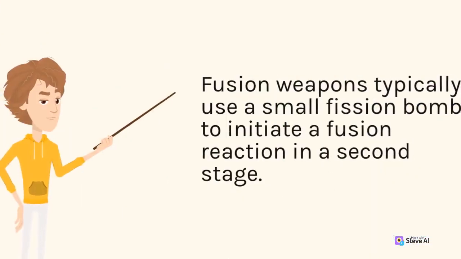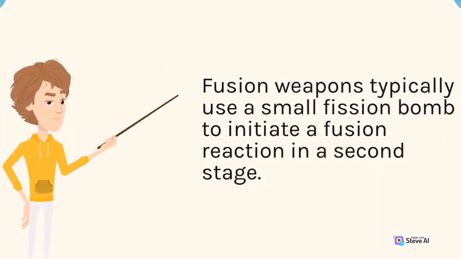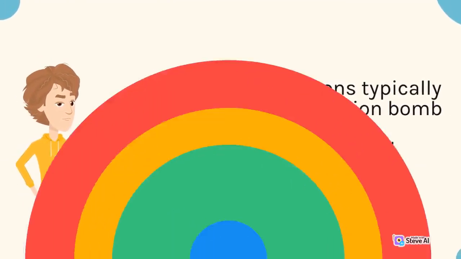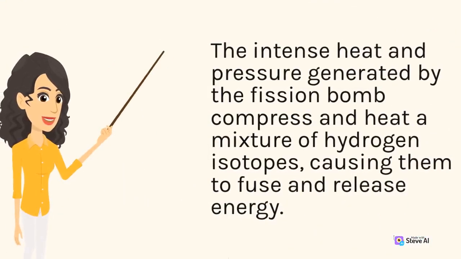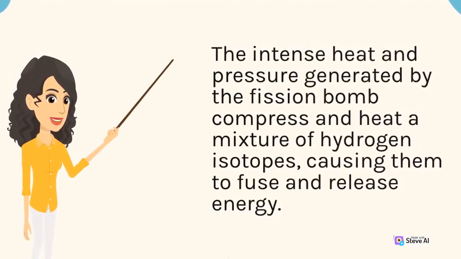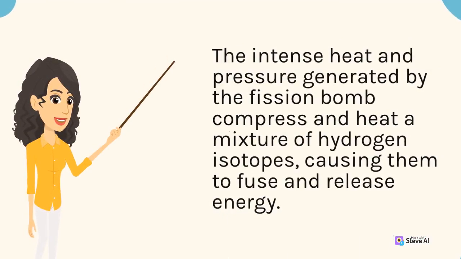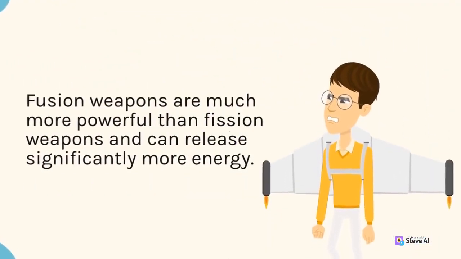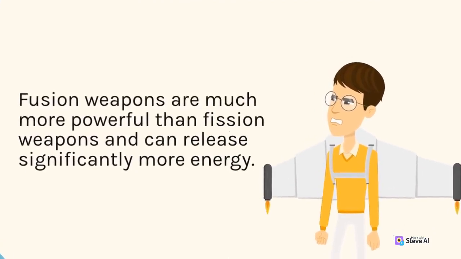Fusion weapons typically use a small fission bomb to initiate a fusion reaction in a second stage. The intense heat and pressure generated by the fission bomb compress and heat a mixture of hydrogen isotopes, causing them to fuse and release energy. Fusion weapons are much more powerful than fission weapons and can release significantly more energy.